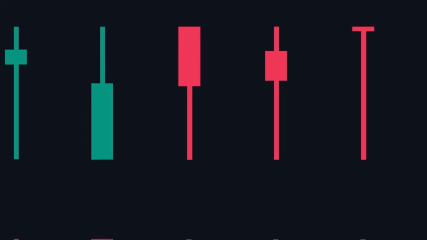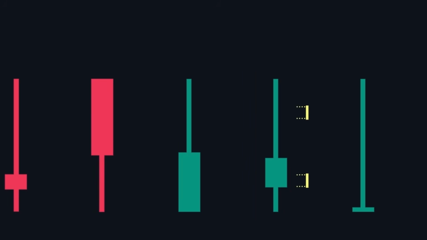Now, check this green one. Looks bullish, but it closed in the lower half. This is a negative candle. Sellers dominated, pushing the price down. The green color is misleading, but the internal structure reveals the truth. Don't just look at the color.